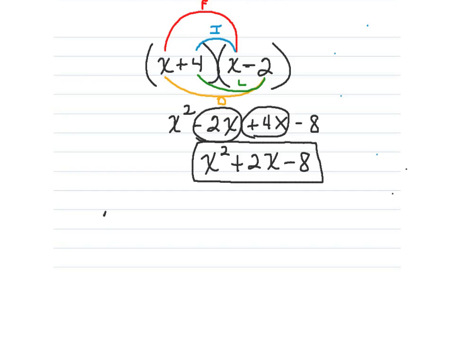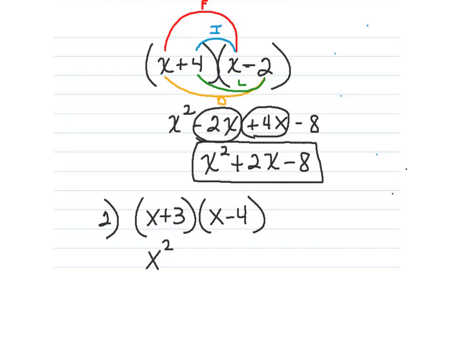Example number 2. Let's use the FOIL method to multiply x plus 3 times x minus 4. Our first terms are x times x, that's x squared. F-O, O stands for outer terms. That would be x times negative 4, which is negative 4x.